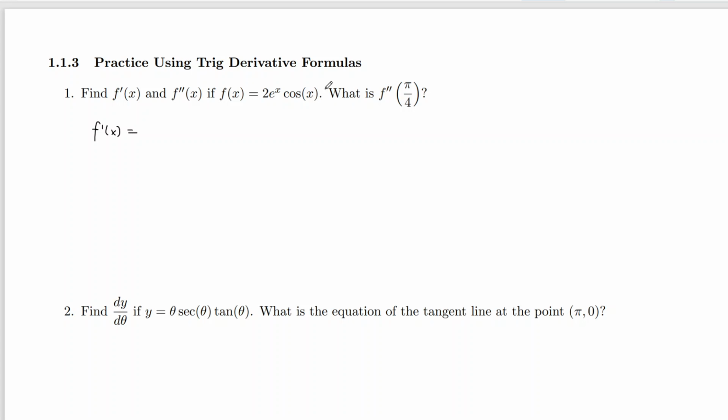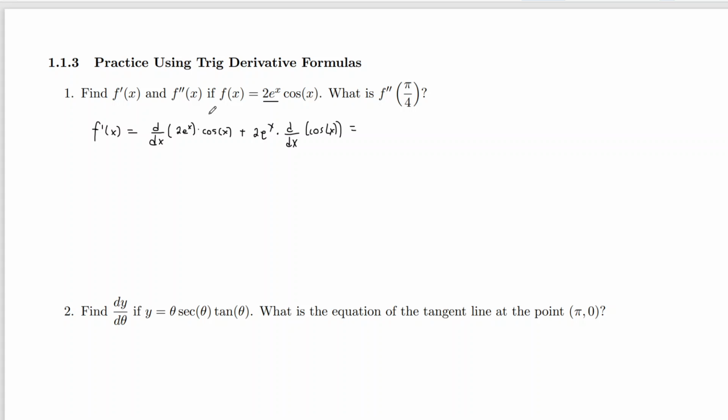What rule do you want to start off here? We are multiplying, which means we need to do the product rule. And the product rule says we do the derivative of the first, that's going to be 2e to the x, times the second, cosine of x, plus the first, 2e to the x. Wow, I'm going to write that kind of weird. It's not 2 to the e. 2 times e to the x power, times the derivative of the second, cosine of x.